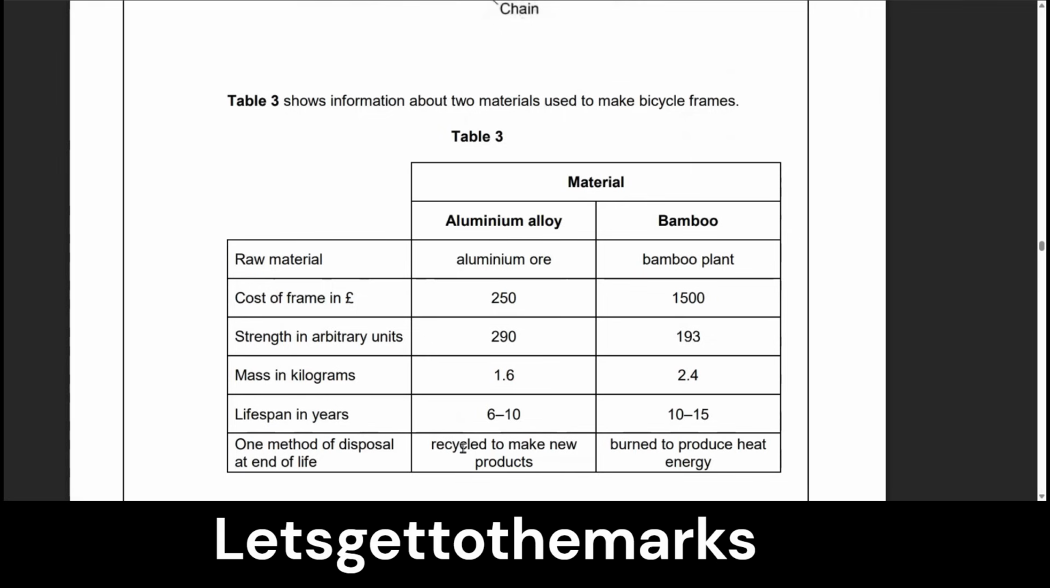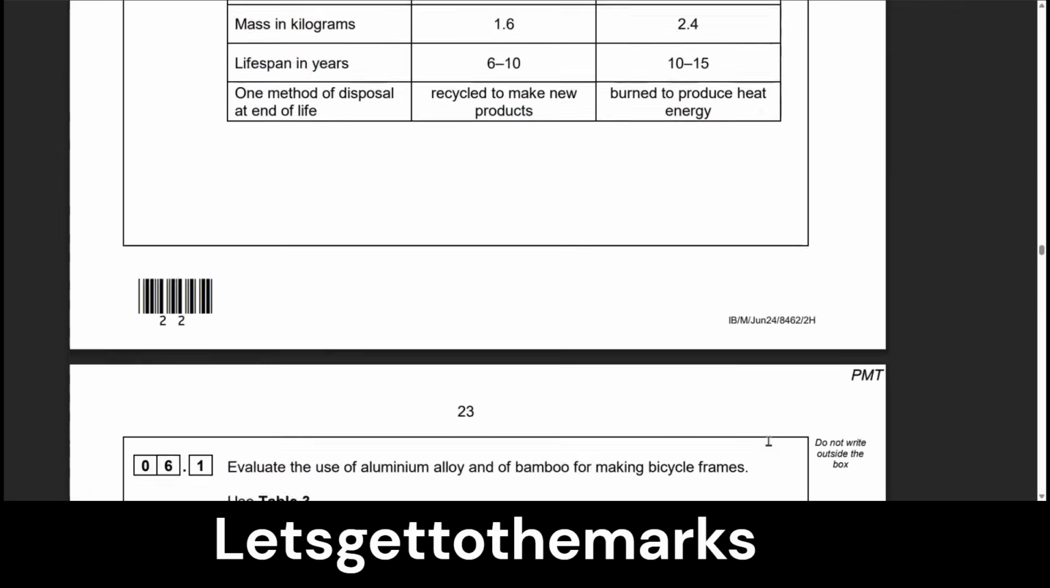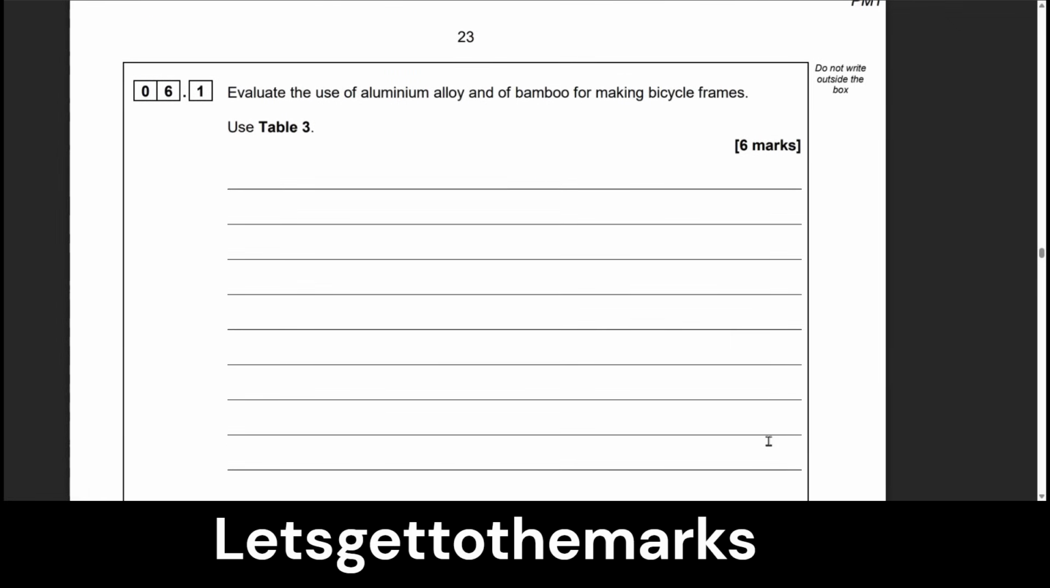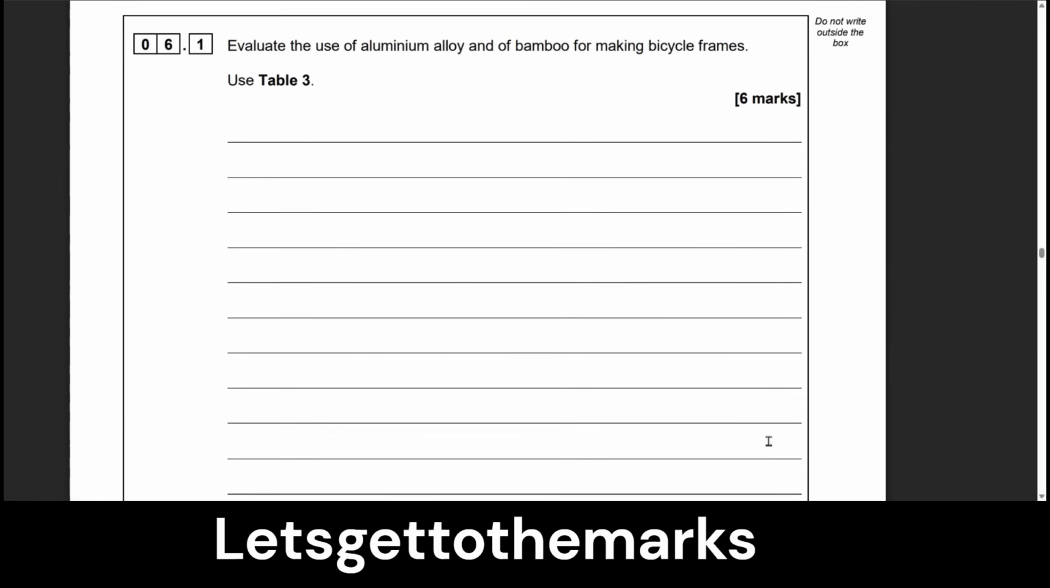One method of disposal: recycle to make new products, or burned to produce heat energy. Okay, cool. Evaluate the use of aluminium alloy and of bamboo for making bicycle frames.